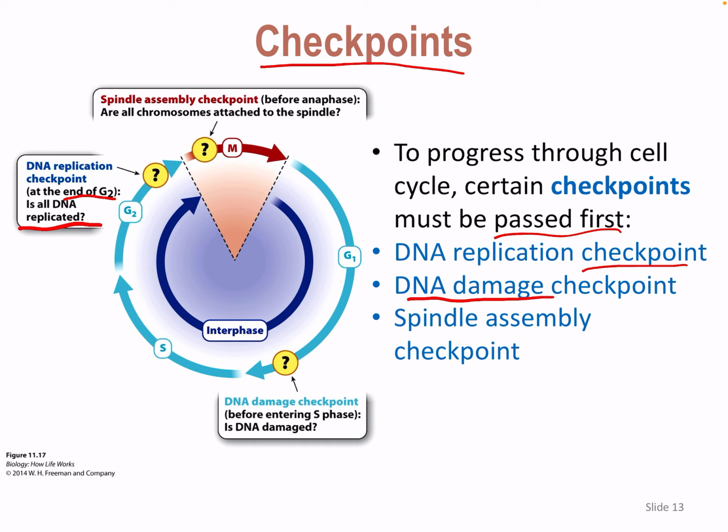The DNA damage checkpoint occurs before entering the S phase. It essentially checks if the DNA is damaged, and again, if it is damaged, the cycle is halted. And then the spindle assembly checkpoint, which is before anaphase, checks whether all the chromosomes are attached to the spindle. If they're not all attached to the spindle, it will be halted.